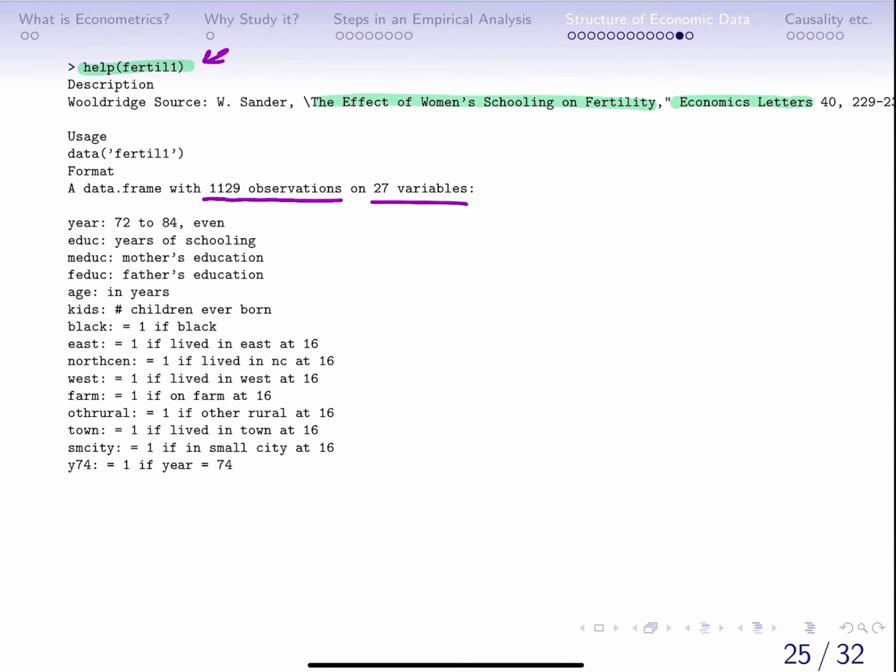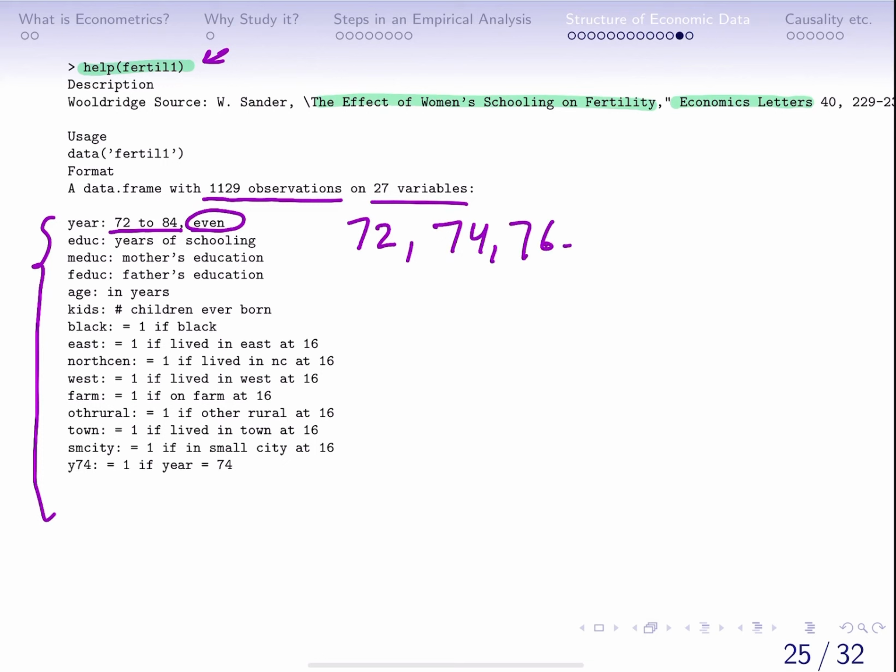I don't have all the variables listed here, but I'm giving you a snapshot just to show you that the years are 72 to 84, but the data is collected for even years. So you're going to have 72, 74, 76, and so on. And then you have other variables like years of schooling, mother's education, father's education, age, number of kids, some race variables, some variables that tell us about the geographical location, and then some year dummies.